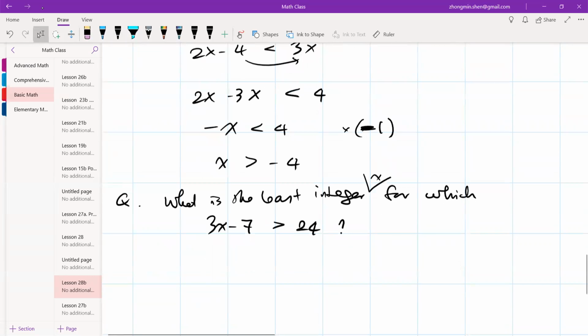First of all, just solve the inequality, right? Trying to solve the inequality. How do you solve it? It's linear. This is algebra, right?